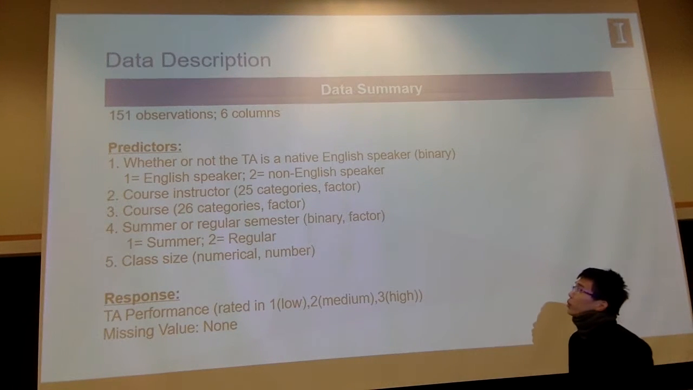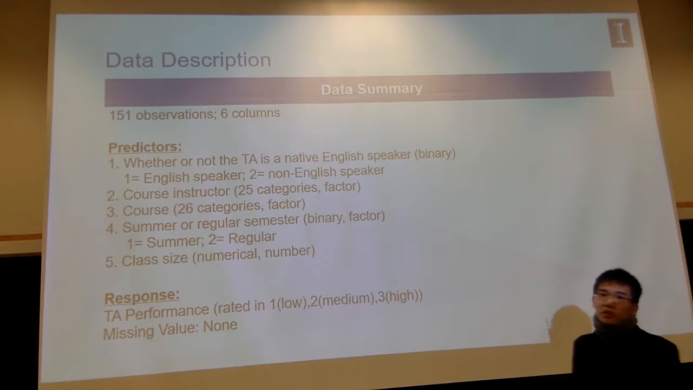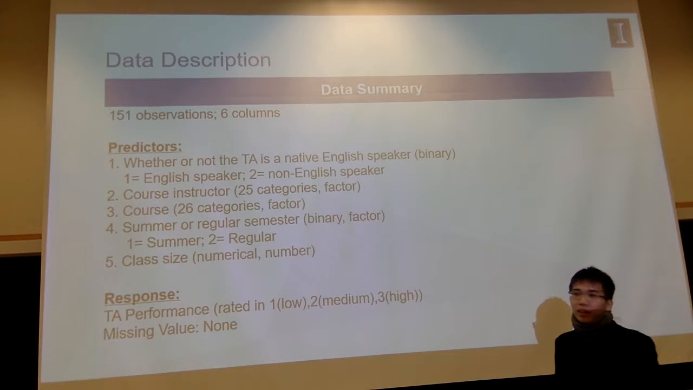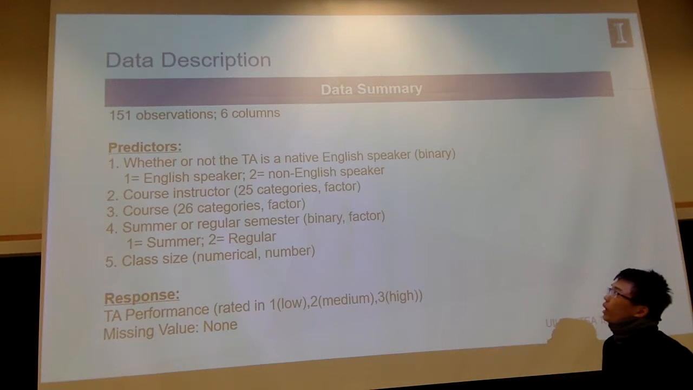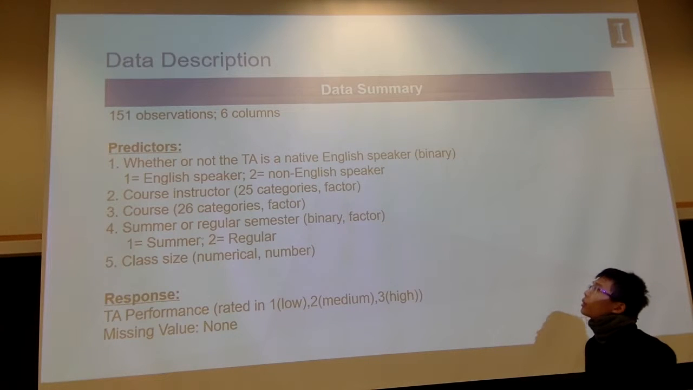Hi, first we'll go through what data we have. The data we collected was obtained from the UC Irvine Machine Learning Repository. In the dataset, we have 151 observations with 5 predictors and 1 categorical response. The response has 3 labels: 1 is low performance, 2 is medium performance, and 3 is high performance. We don't have any missing values in our dataset.